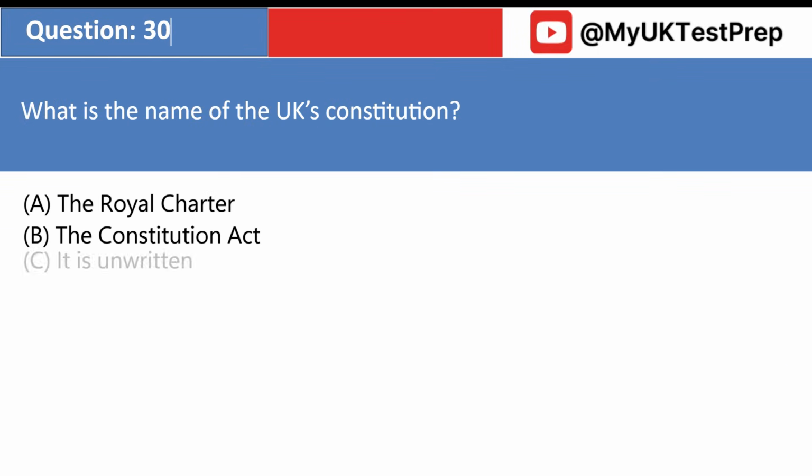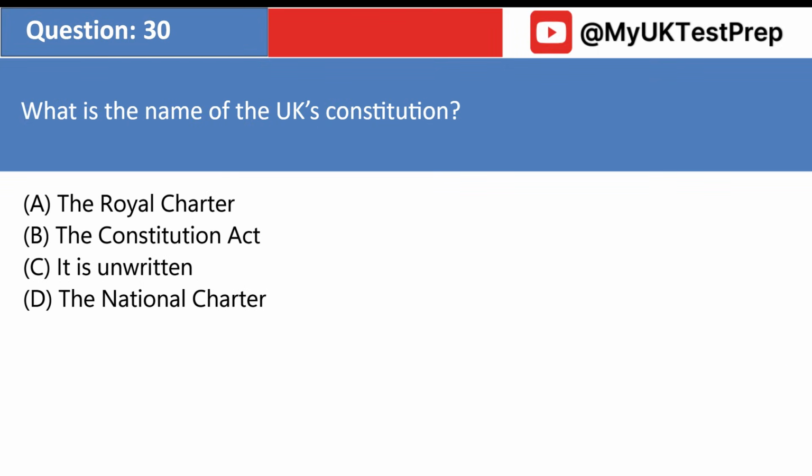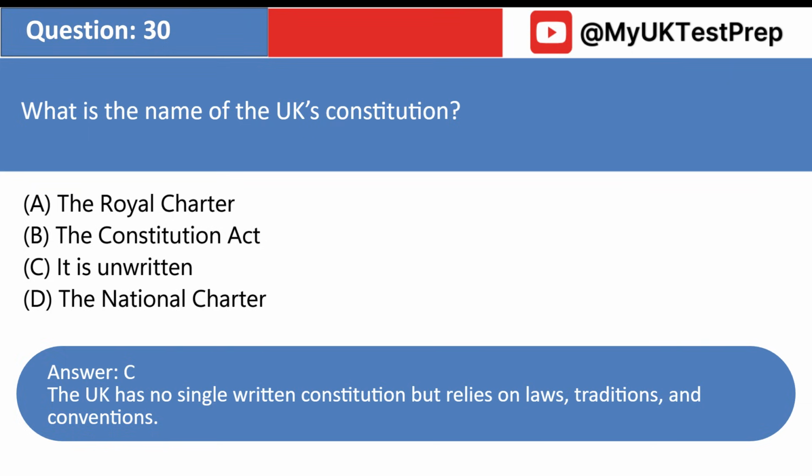What is the name of the UK's constitution? A. The Royal Charter. B. The Constitution Act. C. It is unwritten. D. The National Charter. Answer, C. The UK has no single written constitution but relies on laws, traditions, and conventions.